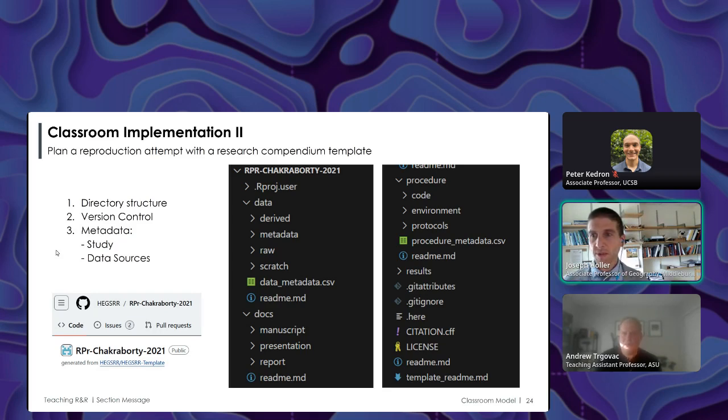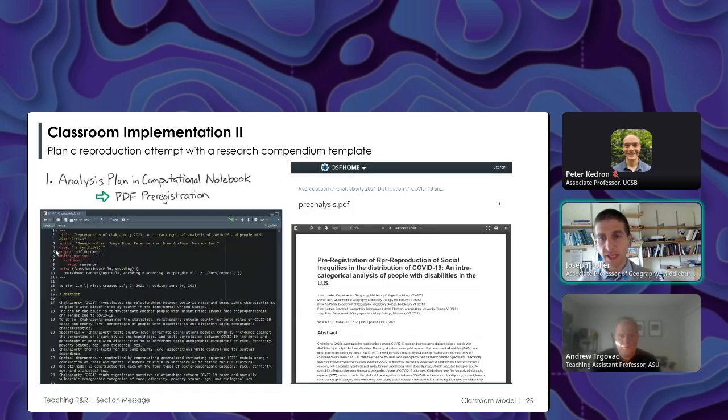And so at this step, you're really just filling out metadata in README files and starting to save your data in a raw data folder, but not yet looking at that data. You shouldn't be manipulating the data before you have completed this next step, which is to document an analysis plan for your reproduction study or your original study.